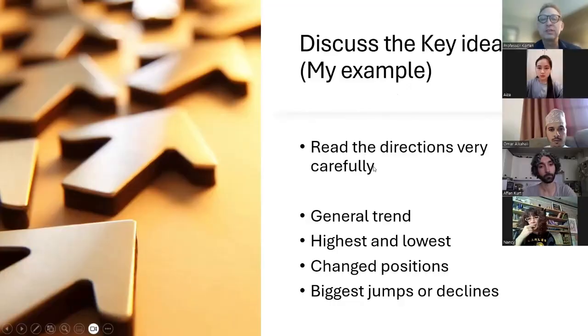The first time, I'm going to give you 6 minutes. So I'm going to give you the chart now. Just really carefully read the directions. This is what I did: general trend, highest to lowest, change positions, biggest jumps. These are the things that you'll want to look for.